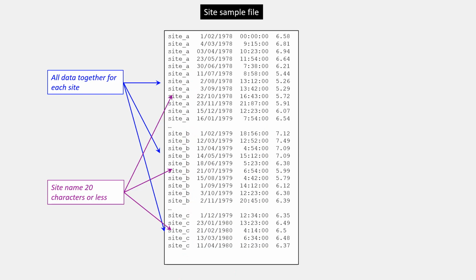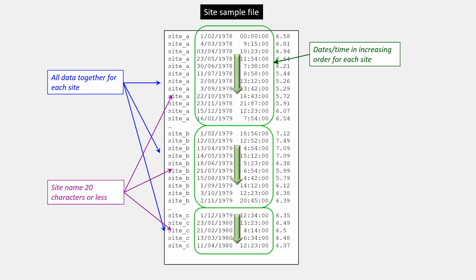The second and third columns are dates and times. And it is also protocol for site sample files that these dates and times be in order of increasing time. The final column contains data. This can be field data, this can be model outputs. The columns themselves can be separated by space, tabs, or commas.